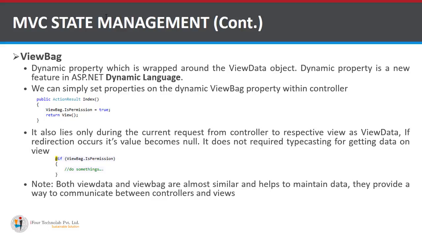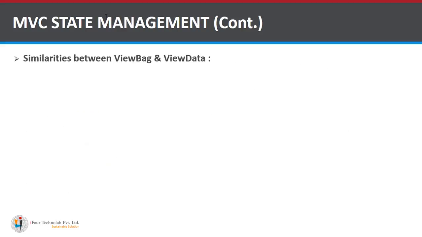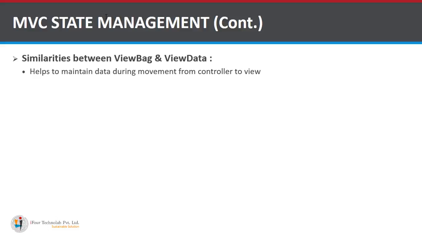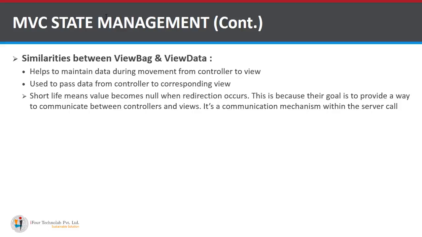Note, both ViewData and ViewBag are almost similar and help to maintain data. They provide a way to communicate between controllers and views. Now, what are the similarities between ViewBag and ViewData? They help to maintain data during movement from controller to view. They are used to pass data from controller to the corresponding view. Short life means the value becomes null when redirection occurs. This is because their goal is to provide a way to communicate between a controller and view. It's a communication mechanism within a server call only.